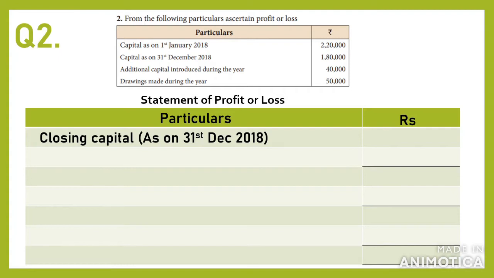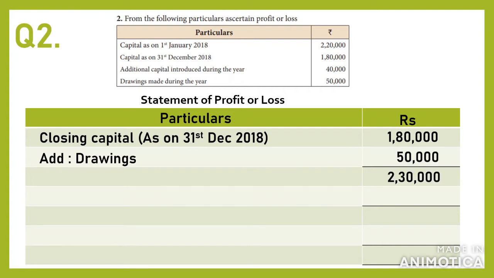What is the amount? It is 1.8 lakhs. Okay, and then we are following the same pattern that we have followed in the previous problem, which means the next item will be drawings, which we have to add to the closing capital. So add drawings. How much is the drawings made during the year? It is again given in the problem. It is 50,000. Okay, so add drawings 50,000. I get 2.3 lakhs. To this, I will deduct additional capital.